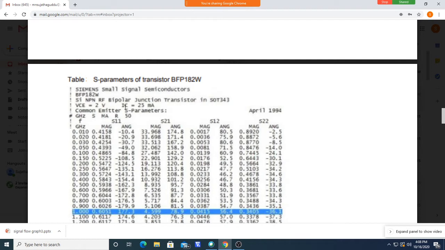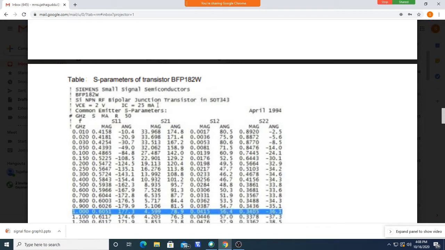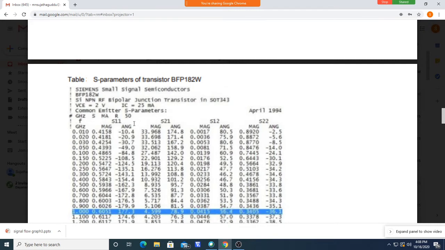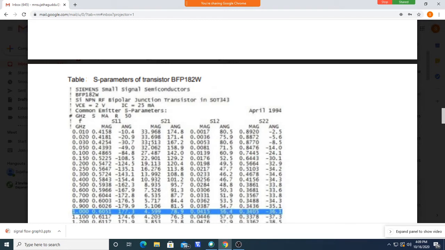This is an RF transistor. We can't use the SL100. SL100 is for low frequency operation. It will not work in the RF frequency range. That's why they specified RF bipolar junction transistor. They provide common emitter S parameters here, because for most amplification purposes we use the common emitter configuration.